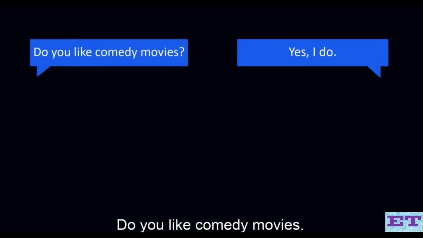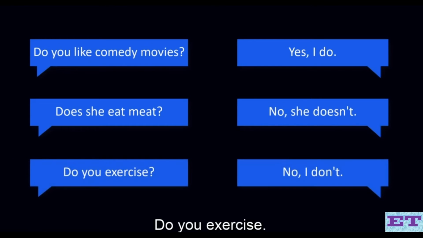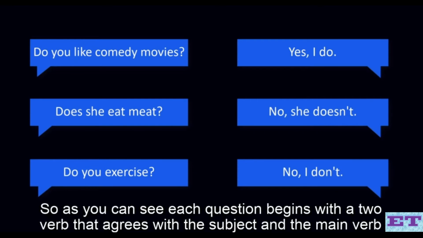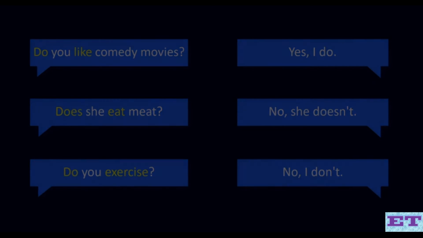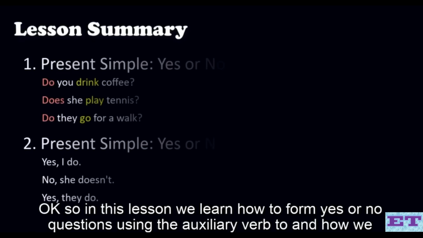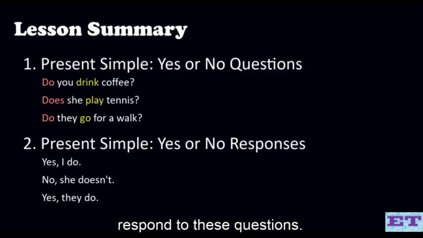Let's look at a few other example questions and their responses. Do you like comedy movies? Yes, I do. Does she eat meat? No, she doesn't. Do you exercise? No, I don't. So as you can see, each question begins with a do verb that agrees with the subject, and the main verb is used in the infinitive form. Okay, so in this lesson, we learn how to form yes or no questions using the auxiliary verb do, and how we respond to these questions.